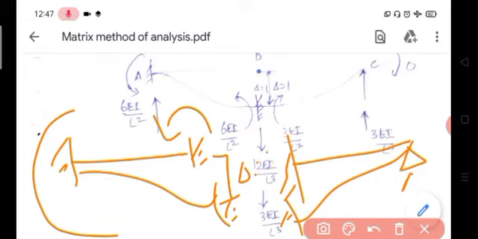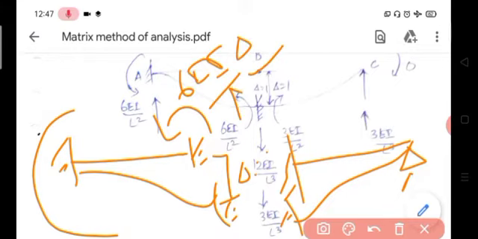Okay. If both ends are fixed and one of the fixed ends is sinking with the delta, the induced moment is 6 delta by L square. The sinking is in downward direction. Therefore, the induced moment is an anti-clockwise moment, that is 6 delta by L square. This side also 6 delta by L square.